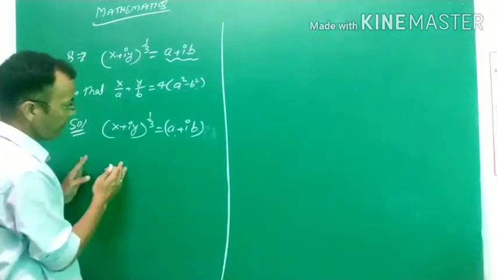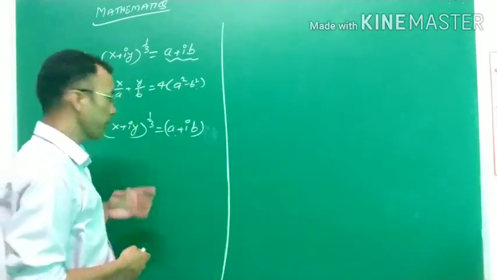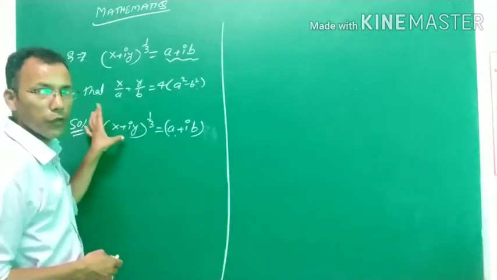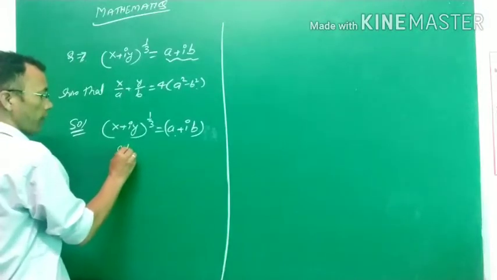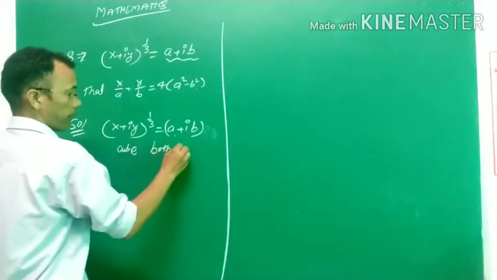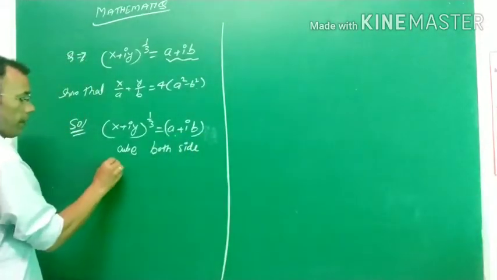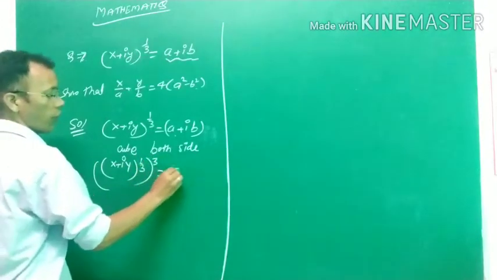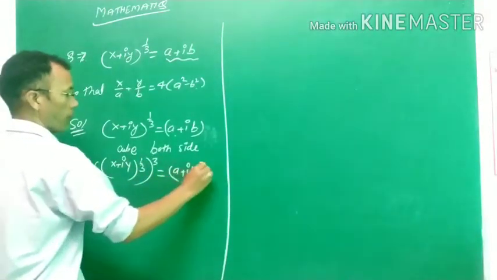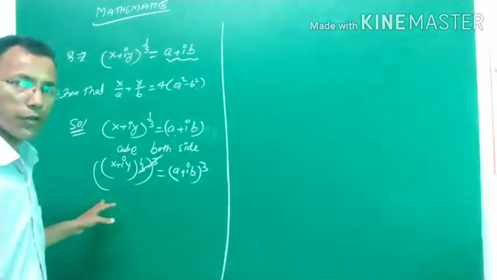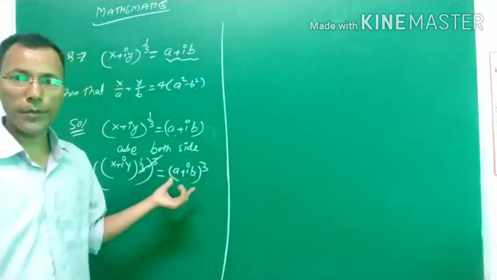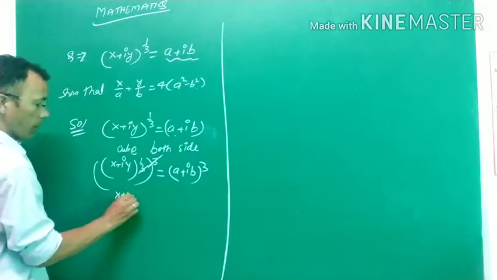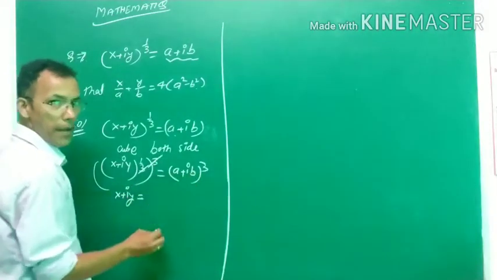So what we do: this is a cube root, and if I cube both sides, then this cube root will be cancelled out. So (x plus iota y) to the power 1 by 3 whole cube is equal to (a plus iota b) whole cube. Right, this cube root has been cancelled out now. Now a plus iota b whole cube, we know that. Now x plus iota y is equal to (a plus iota b) whole cube.